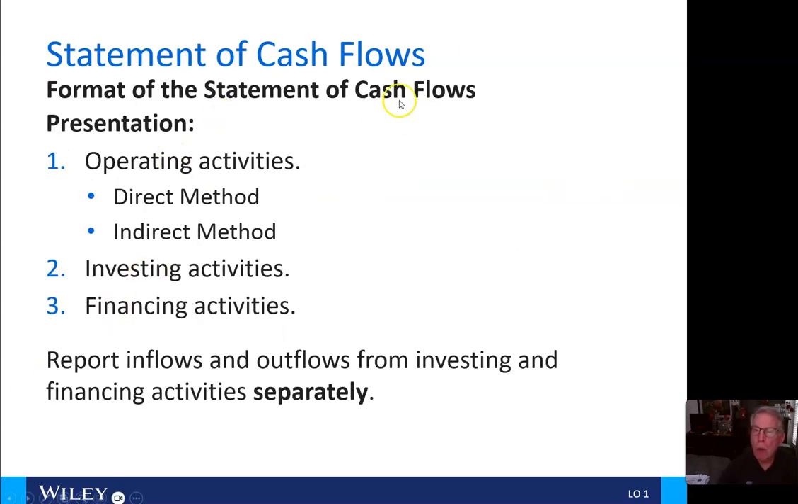Okay, so the format of the statement of cash flows is going to be presented as follows. One, we'll have our operating activities, and we can prepare that using the direct or indirect method. Number two, investing activities. And number three, financing activities. And we report inflows and outflows from investing and financing activities separately.